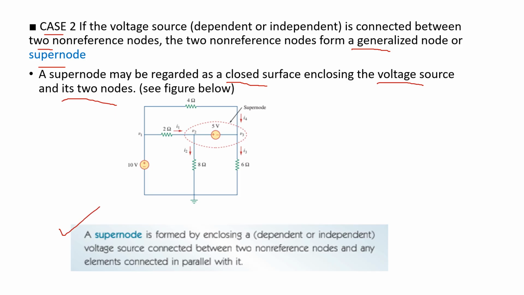A supernode is formed by enclosing a dependent or independent voltage source connected between two non-reference nodes and any elements connected in parallel with it. In short, if there is a voltage source between two non-reference nodes, the two non-reference nodes along with the voltage source will form the supernode, meaning it will be treated as the same node in formulating the node equation. You will find this in the example that will follow.